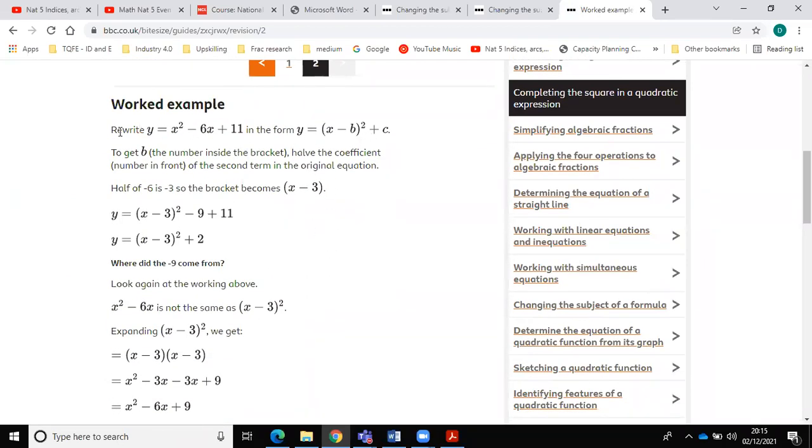So let's look at their worked example. Rewrite y equals x squared minus 6x plus 11 in that form. Now they've used the letters minus b and plus c.